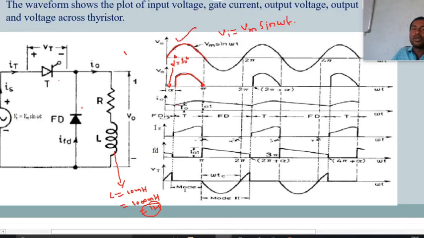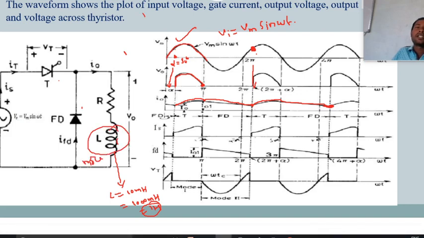If it is more inductive in nature, it will charge and release its energy slowly until another positive cycle is triggered. Again from that point it charges, stores energy and releases slowly until the next half cycle is triggered. This is possible only if the inductor capacity is high.